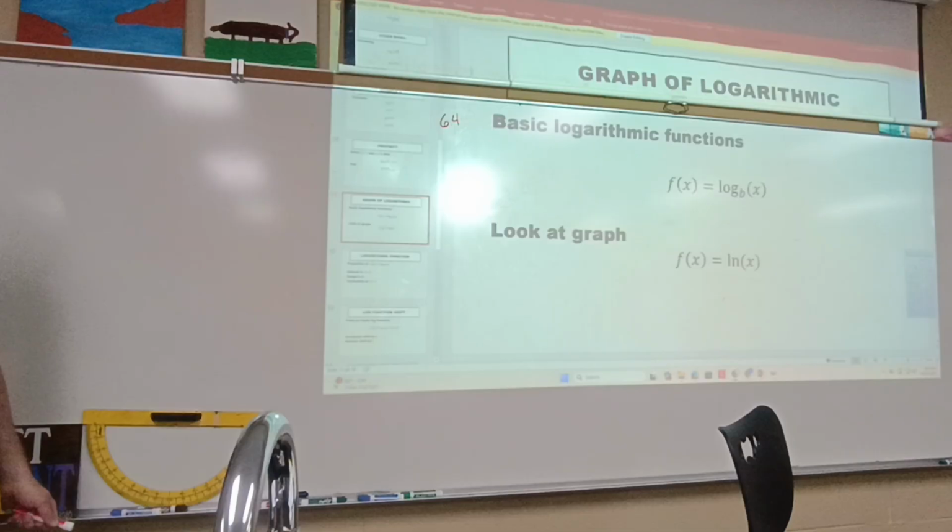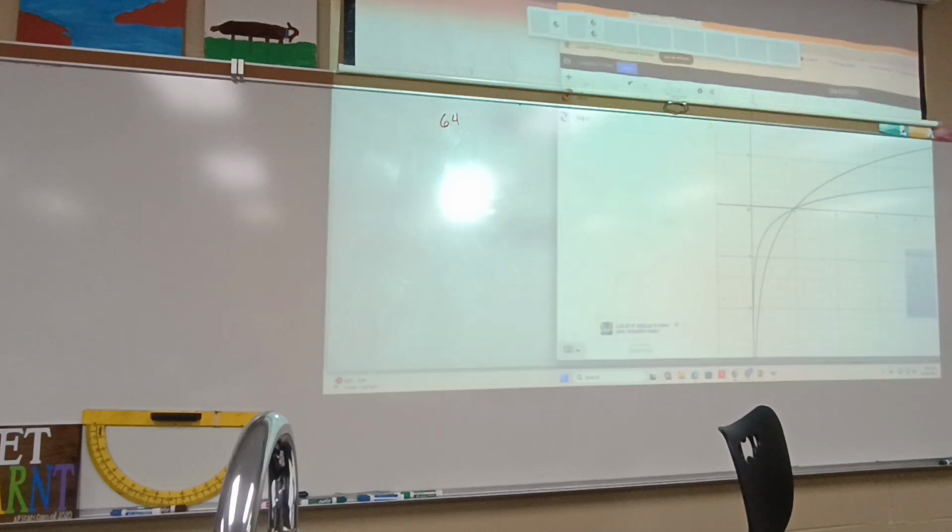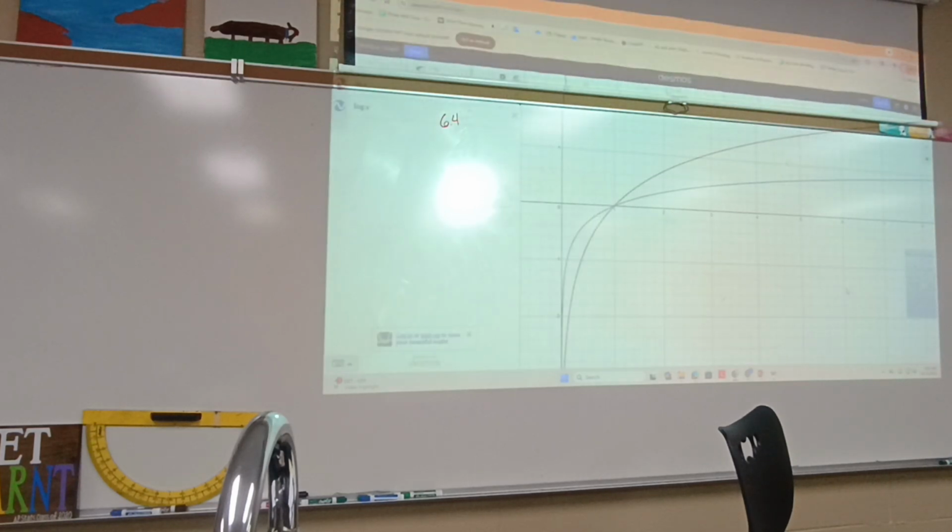Let's look at what these graphs look like. Oh, did I put them on my other screen? I did. That's not very helpful. So what do the graphs of a natural log look like? They look like this. Okay.